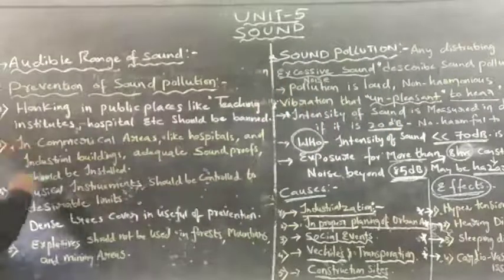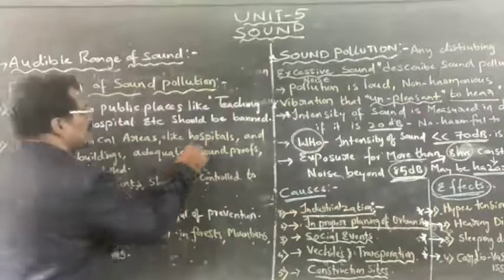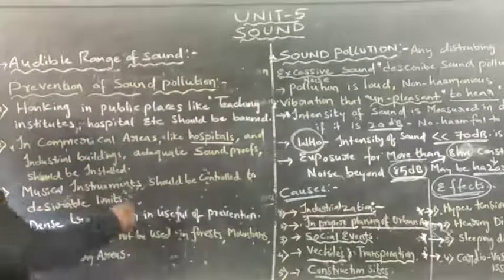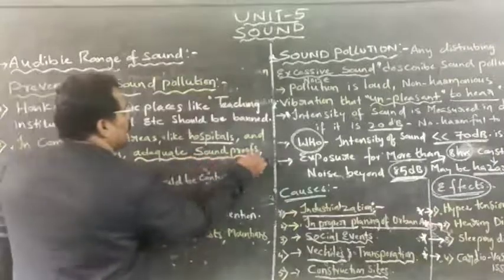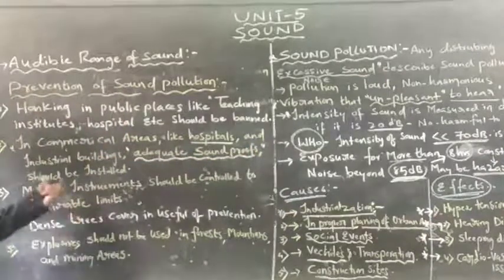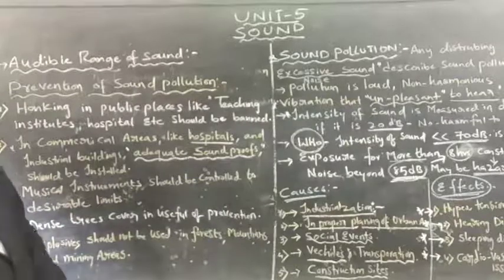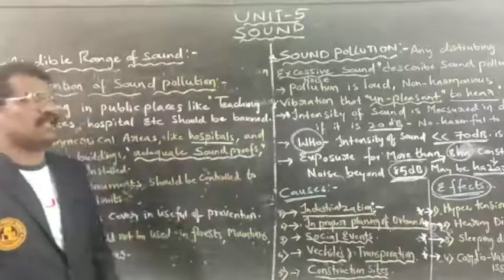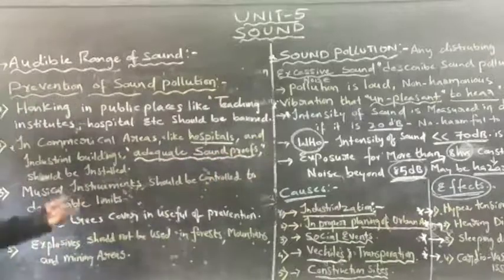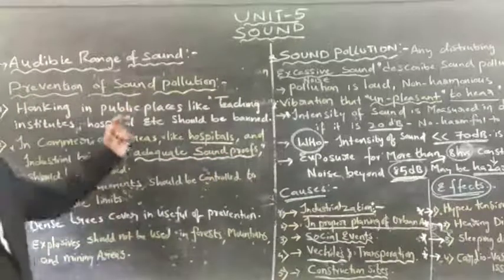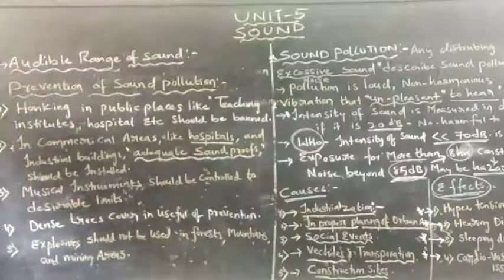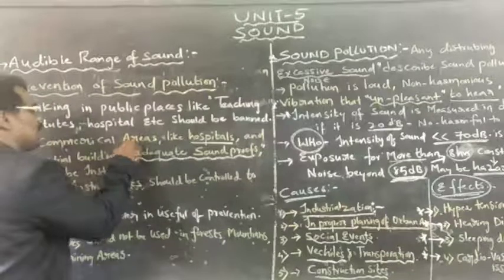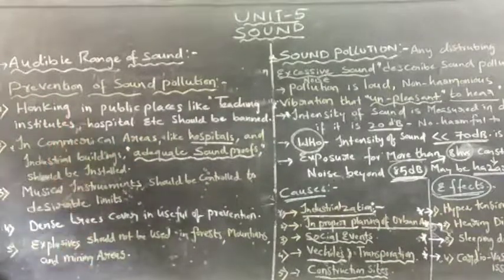Second point is what? In commercial areas like hospitals as well as industrial buildings, what we have to do? We have to install soundproofing, so that whatever sound is produced outside cannot be heard inside. Soundproofing should be installed in hospitals as well as building construction areas and industrial buildings. If we do this, to some extent we can prevent sound pollution.